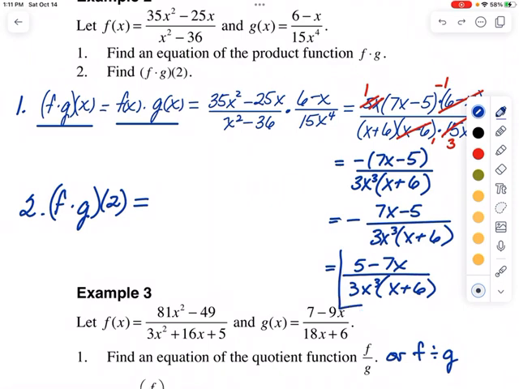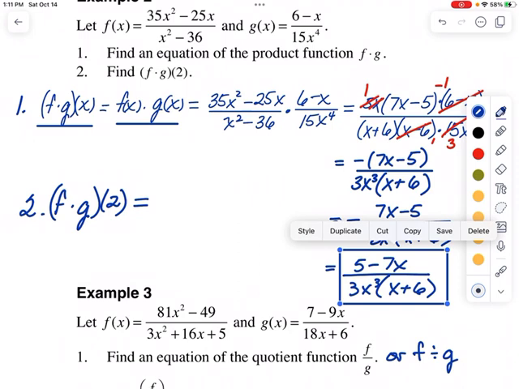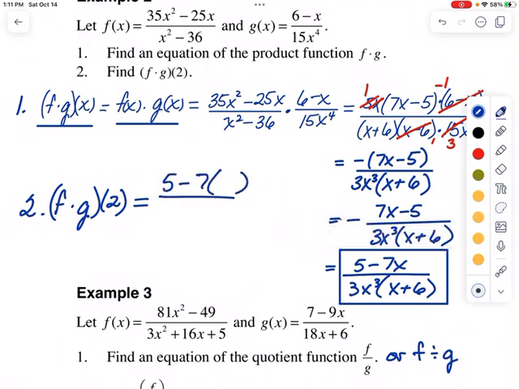And then I'm going to say, okay, that's part 1. Now I want to do this f times g of 2. So what we can do is take this 5 minus 7x over 3 times x cubed times x plus 6. Now what we're going to do is just input 2, and we'll put 2 here and 2 here. So what we get for an answer then is 5 minus 14.